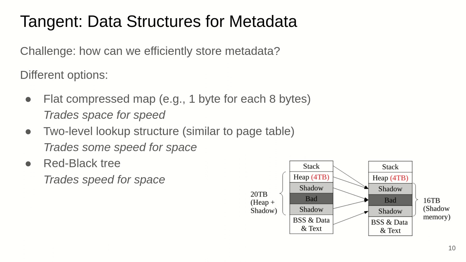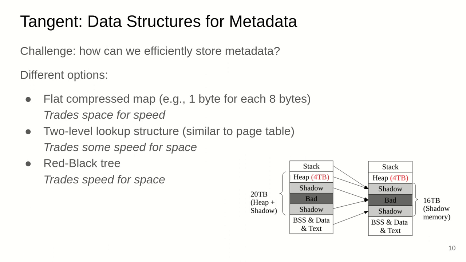How can we efficiently store metadata? And metadata is like additional data we require about the program. And there's different options, right? So for example, for each buffer, we would like to have some additional data about the red zones next to it. Maybe about each pointer, right? We already had this for SoftBound. In the simplest form, we can have metadata for our address space by storing it in a flat compressed map. And this is, for example, exactly what ASan does. So this trades space for speed.